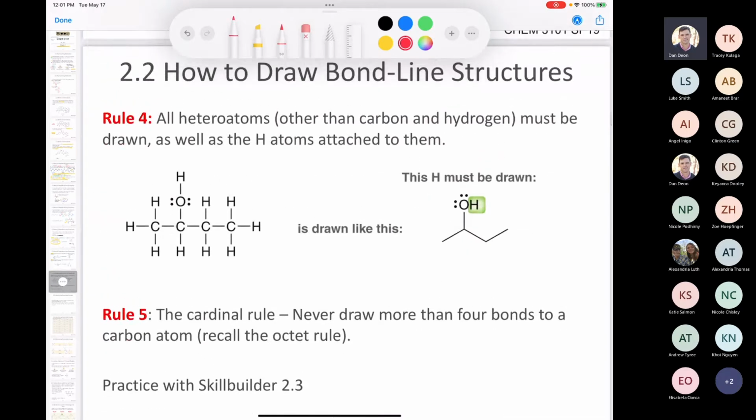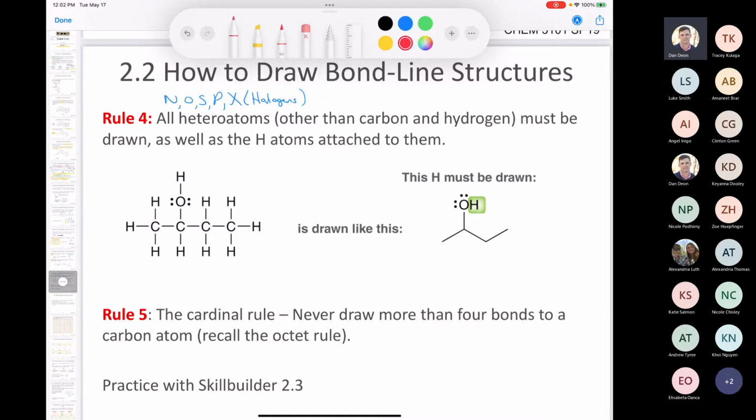What else? Heteroatoms, meaning atoms that aren't carbon and hydrogen. The ones that we run into the most are nitrogen, oxygen, sulfur, phosphorus. Now, we'll put X for halogens. Those will come up, halogens. Any heteroatom has to be drawn explicitly, and also the hydrogen that's attached to it. And then the cardinal rule, never draw more than 4 bonds to a carbon.